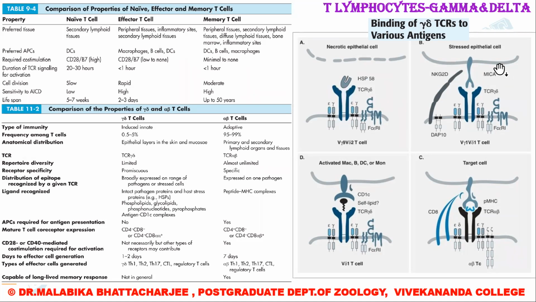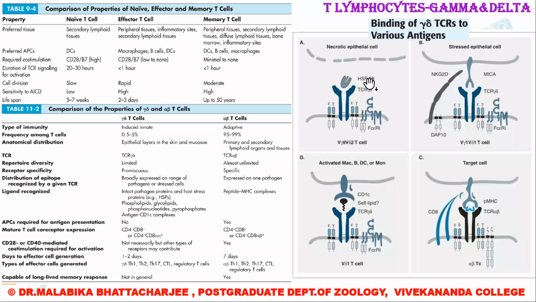Then, as you can see, the stressed epithelial cells are producing a category of molecules very similar to the MHC category of molecules. So the stressed epithelial cells produce this category of molecules, and the recognition is again done by the gamma delta T cells. Now moving on to the third category: the activated macrophages, the B lymphocytes, the dendritic cells, and the monocytes. These produce antigens complexed with the CD1 molecule, the non-polymorphic MHC, and the gamma delta T cells recognize them.